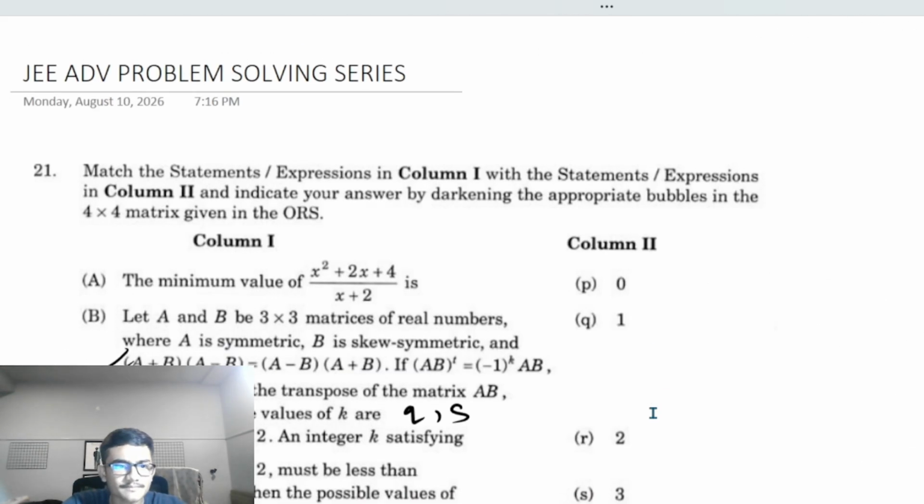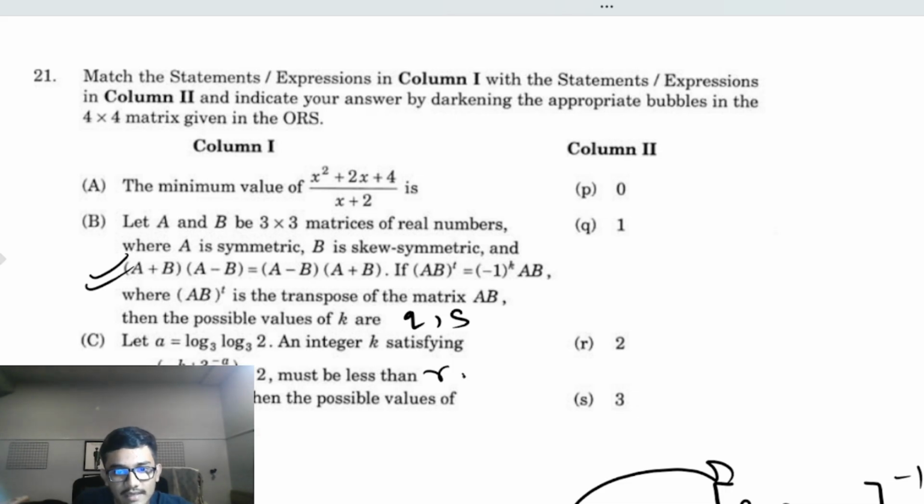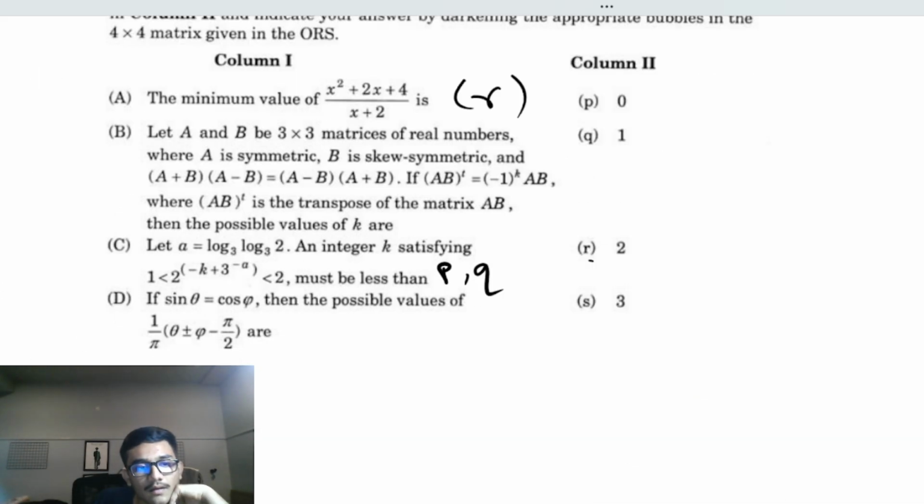That means k must be less than 2 and 3. So the answer will be R S. Simple. Let us check option number D.